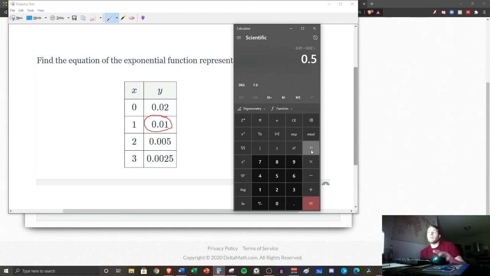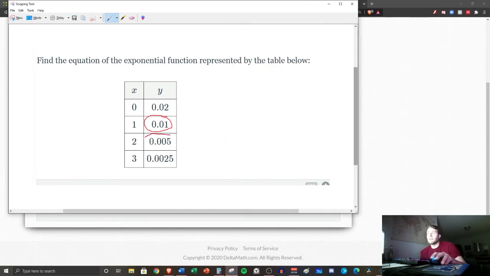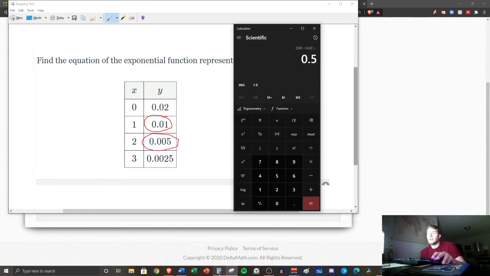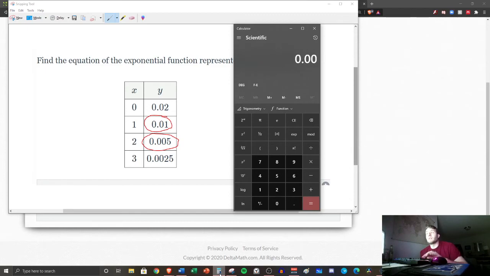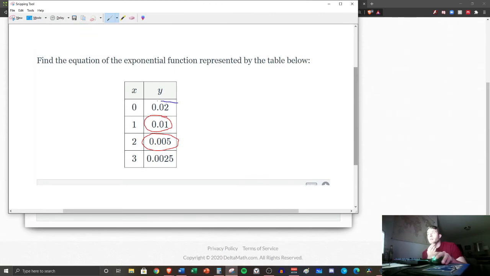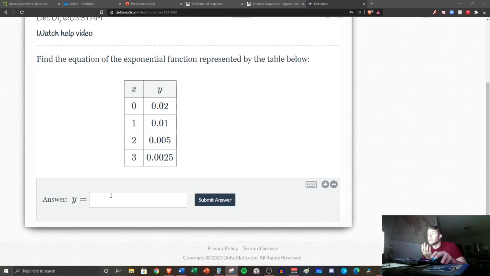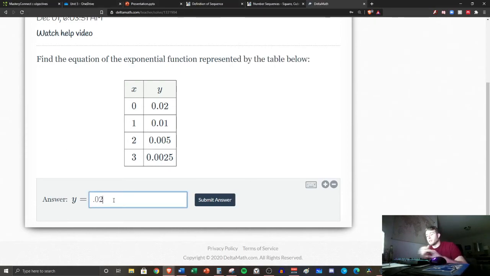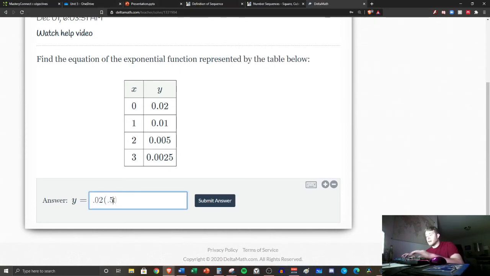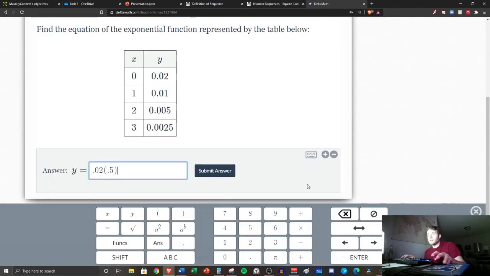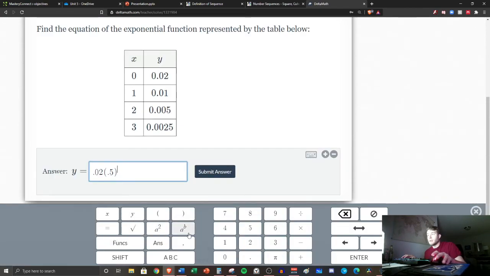Let's repeat that with the next one here. I want to do it with these two. So just to confirm, 0.005 divided by 0.01, 0.5. So we're halving these values each time. Here's our initial amount up here in blue. This is where we started. So when I'm looking at this, I'm just going to do 0.02, parentheses, 0.5, raised to the x.